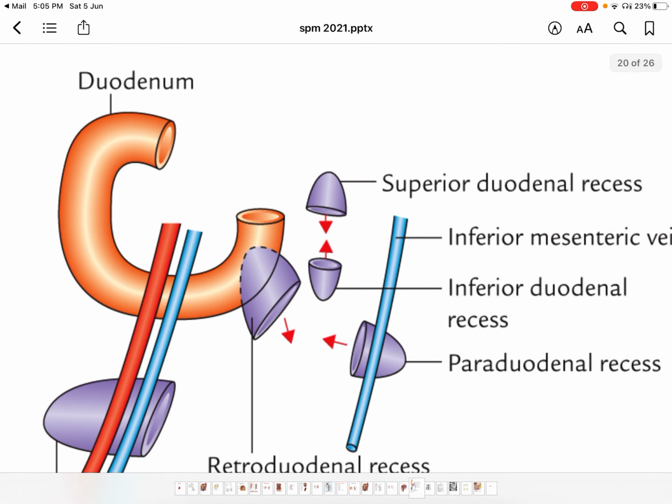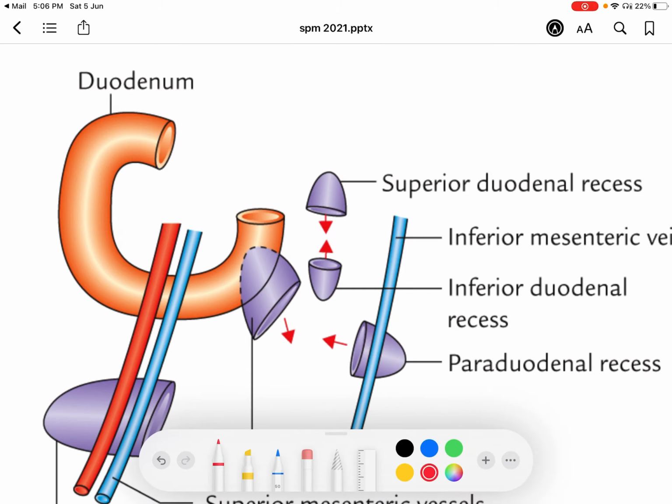Now the recesses of the duodenum. This is important for internal hernia. Earlier we talked about external hernia, and sometimes an internal hernia occurs through the epiploic foramen in the lesser sac, and there are small recesses surrounding the duodenum. So there are the superior pancreaticoduodenal recess, inferior duodenal recess and paraduodenal recess.